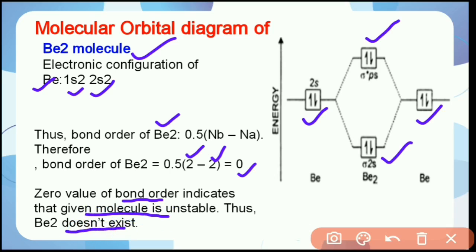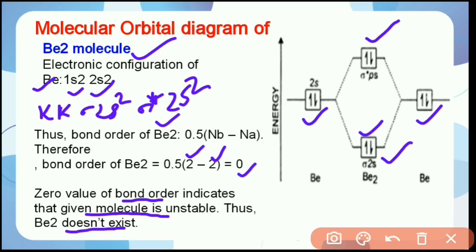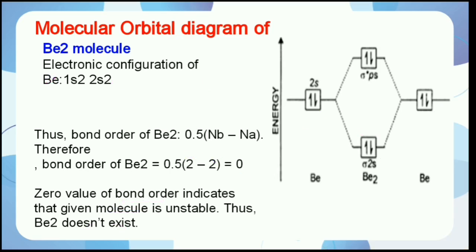We can also write the molecular orbital electronic configuration. We write KK according to the filling of electrons in molecular orbitals: sigma 2s2 and sigma star 2s2. Star shows the anti-bonding molecular orbital.